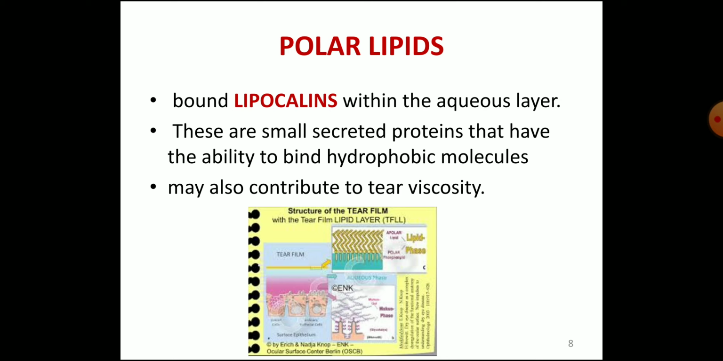Polar lipids are bound to lipocalins within the aqueous layer. These are small secreted proteins that have the ability to bind hydrophobic molecules and may also contribute to the tear viscosity. So the viscosity of the tear film is contributed mainly by this protein, that is lipocalins. You can see here the lipocalins.